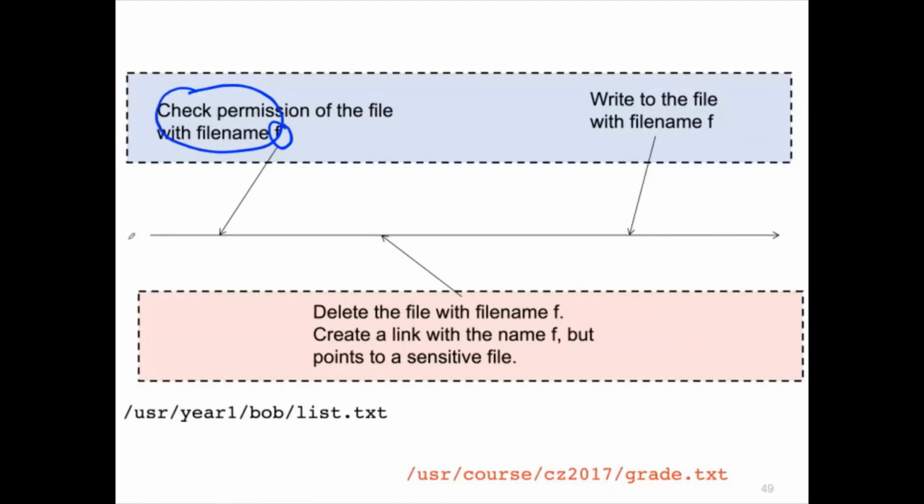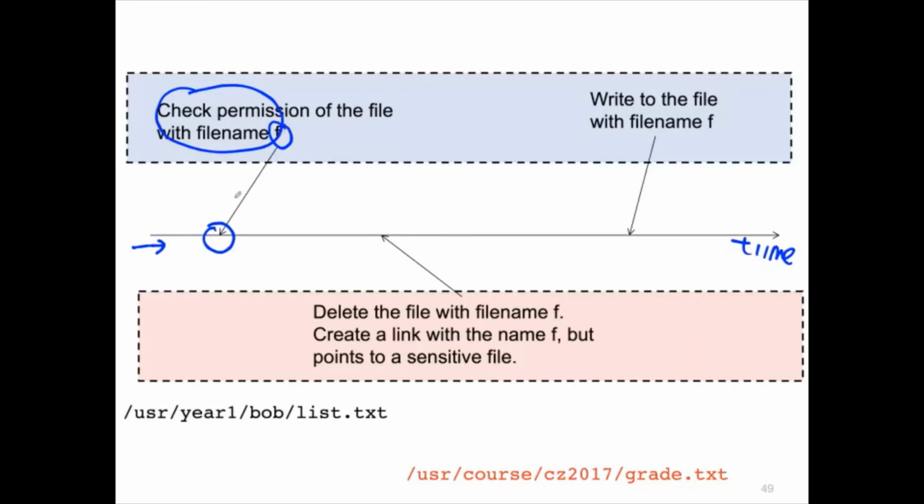At this time, the program checks the permission of the file. And indeed, Bob has write permission to this file, because F is this one. This F is this file.